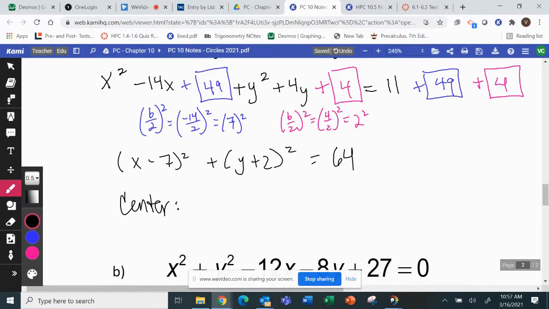Lena, can you help me with the center, please? Perfect. And Belle, can you give me the radius? Yes.